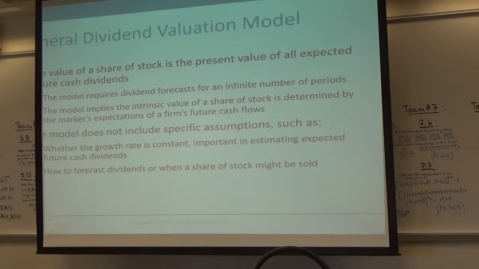General dividend valuation model. The value of a share of stock is the present value of all expected future cash dividends. The model requires dividend forecasts for an infinite number of periods. The model implies the intrinsic value of a share of stock is determined by the market's expectations of a firm's future cash flows. The model does not include specific assumptions such as whether the growth rate is constant, important in estimating expected future cash dividends, and how to forecast dividends or when a share of a stock might be sold.